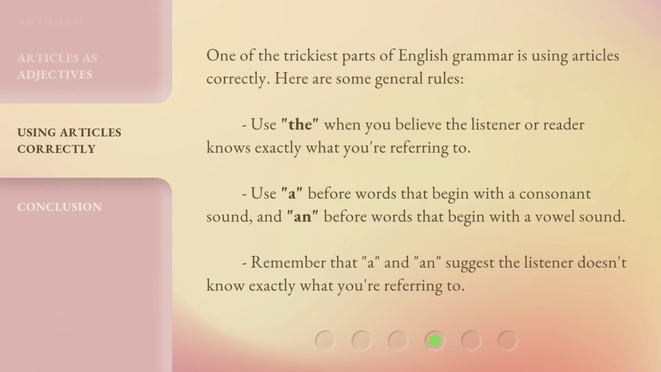One of the trickiest parts of English grammar is using articles correctly. Here are some general rules. Use "the" when you believe the listener or reader knows exactly what you're referring to. Use "a" before words that begin with a consonant sound, and "an" before words that begin with a vowel sound. Remember that "a" and "an" suggest the listener doesn't know exactly what you're referring to.